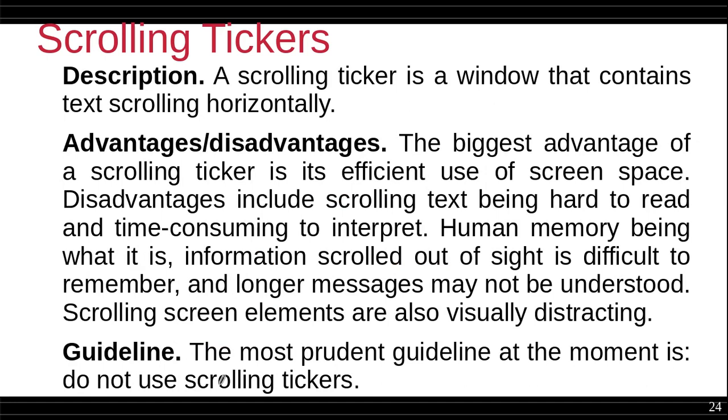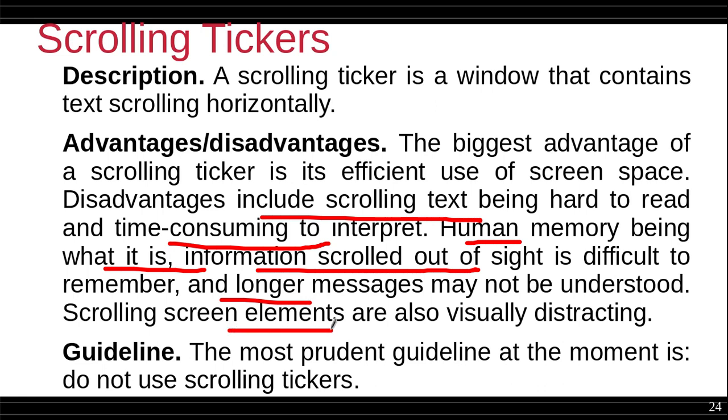The description here is: a scrolling ticker is a window that contains text scrolling horizontally. Advantages and disadvantages. The biggest advantage of a scrolling ticker is its efficient use of screen space. Disadvantages include scrolling text being hard to read and time consuming to interpret. Human memory being what it is, information scrolled out of sight is difficult to remember and longer messages may not be understood. Scrolling screen elements are also visually distracting. Guidelines. The most prudent guideline at the moment is not to use scrolling tickers.